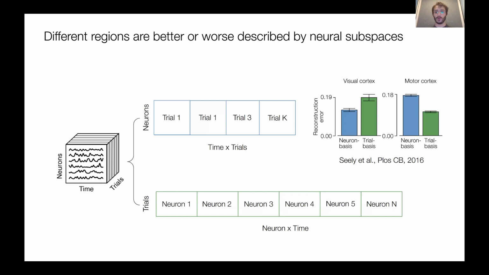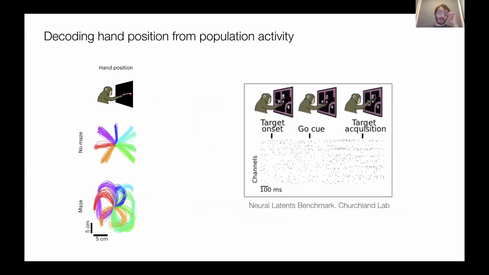So here I'm showing the reconstruction error of applying a linear dimensional reduction method to either unfolding of the data in the visual cortex and the motor cortex. And we can see that in the visual cortex, the top matrix is better. It has a lower reconstruction error. In the motor cortex, it's the opposite. So why does that matter? Well, because it can capture more behaviorally relevant information.